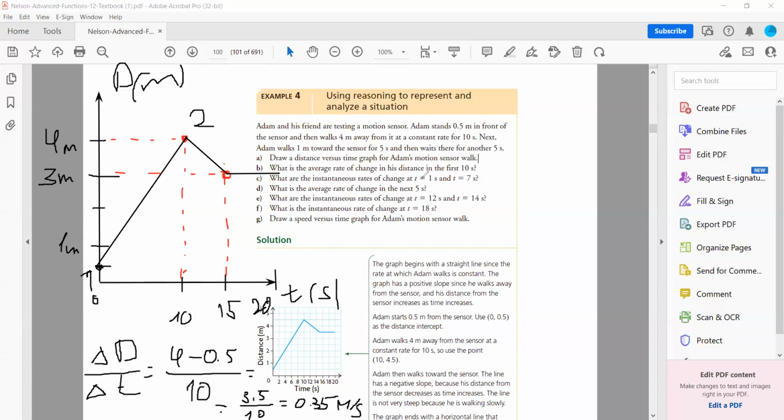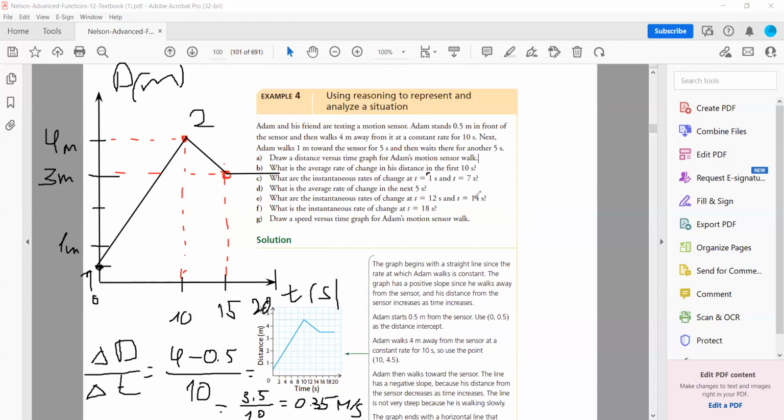What is the instantaneous rate of change at moment of time t1 and t7? Again, considering that Adam stands in half meter in front of the sensor and then walks 4 meters away from it at a constant rate for 10 seconds, you can make a conclusion that the instantaneous rate of change in moment of time 1 and 7 seconds would be equal to the average rate of change in this interval. We can also do that by using the shrinking interval formula or anything else. But if you take any 2 points on this straight line, they would have the same average rate of change as this whole line altogether, because it's linear dependence. It would be different if we would have some kind of exponential dependence here.